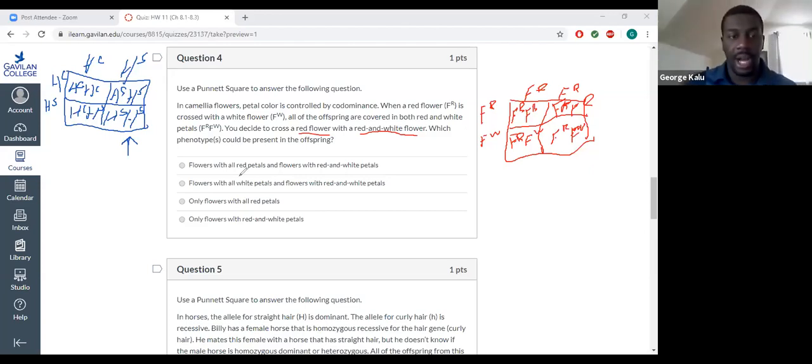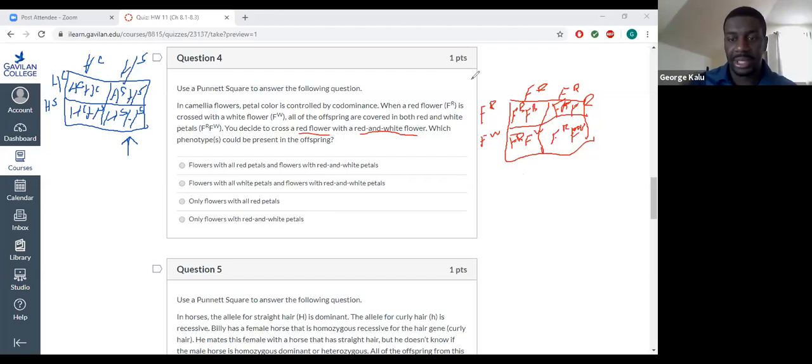Option A says flowers with all red petals and flowers with red and white petals. B, flowers with all white petals and flowers with red and white petals. C, only flowers with all red petals, or D, only flowers with red and white petals. So based off of our Punnett square, what should our answer be?